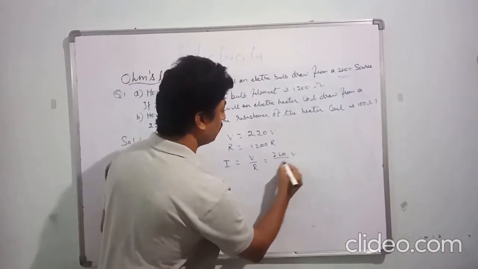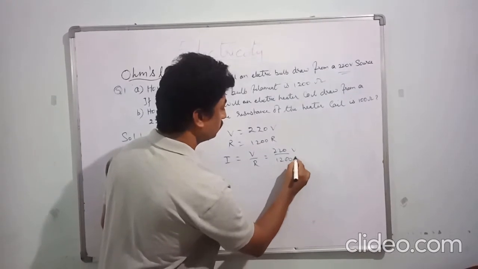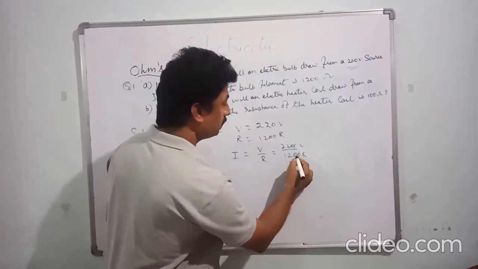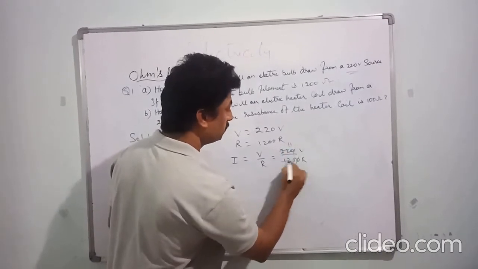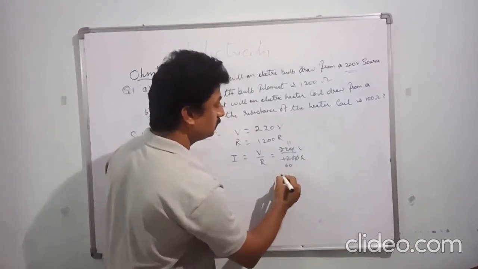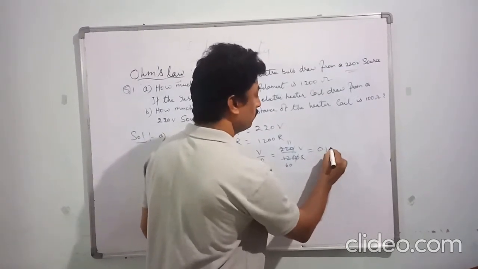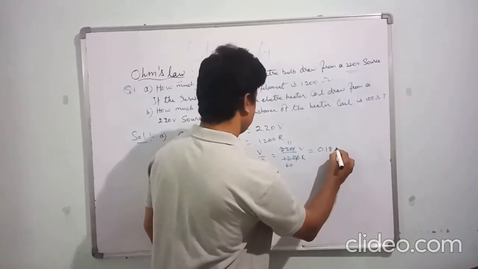Just substitute the values. The zeros get cancelled. You can do two elevens are twenty-two, two sixes are twelve. The answer will be somewhere around 0.18 amperes.